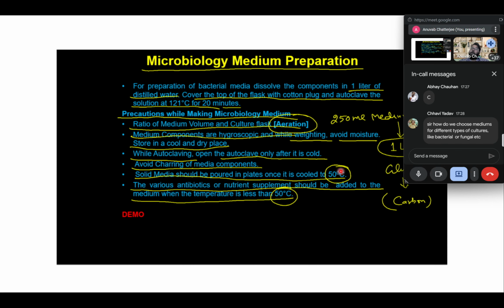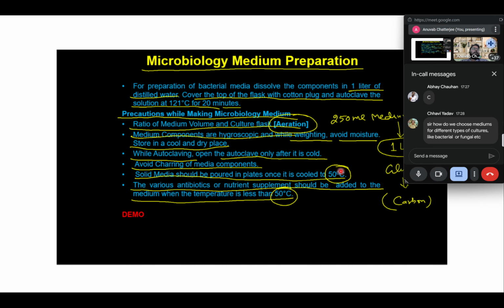There are again two types of media in this case. One is called synthetic media, in which you know exactly the amount of calcium phosphate that you have to put into the media, which will help the bacteria to grow. So these are very specialized in nature and grow only one or two different kinds of microorganisms.